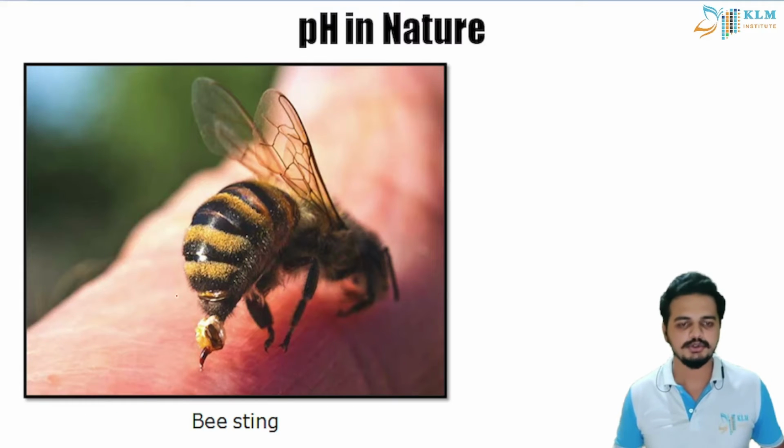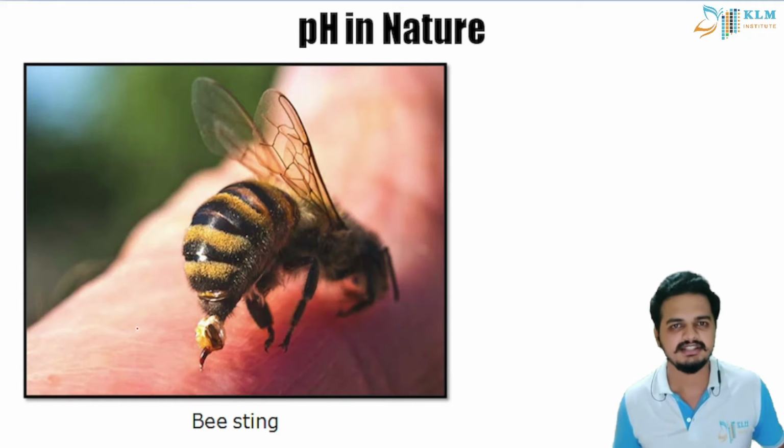Also, you should know about the bee sting. Have you ever been stung by a bee? I hope you are never stung by a bee, because the bee sting is at an acidic pH. What happens when it releases acid in your body is that it causes irritation and itching. So an easy remedy for this is baking soda.